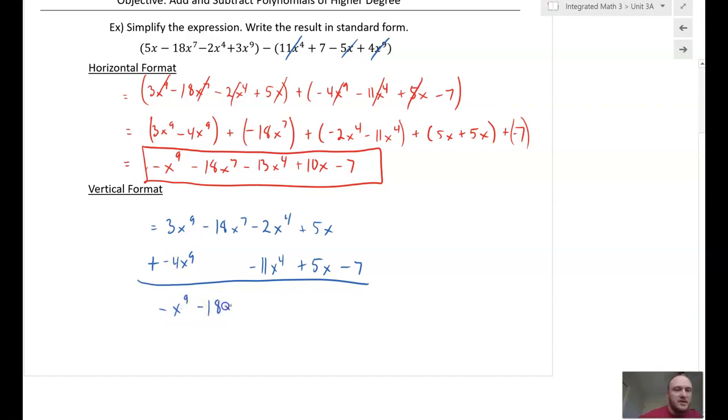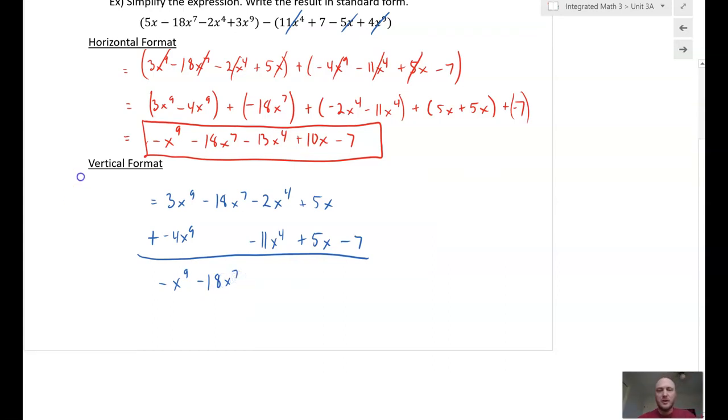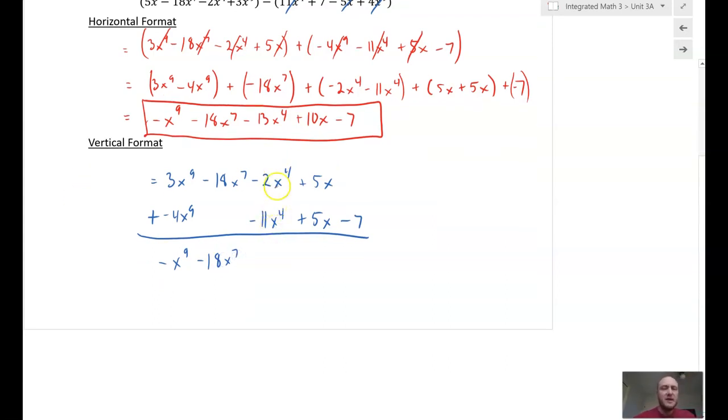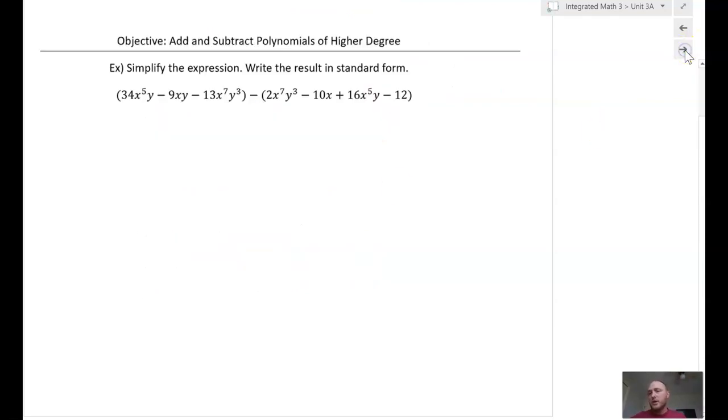There are no 18x to the seventh terms to combine. Next, I have x to the fourth terms. Negative 2 combined with negative 11 is a negative 13x to the fourth. 5x combined with 5x is 10x minus 7. So there you have it. Horizontal format, vertical format, and you can choose whichever one you like. I just prefer the second one.